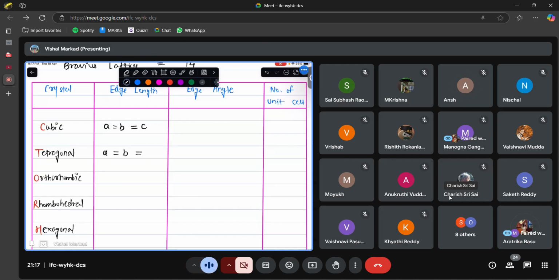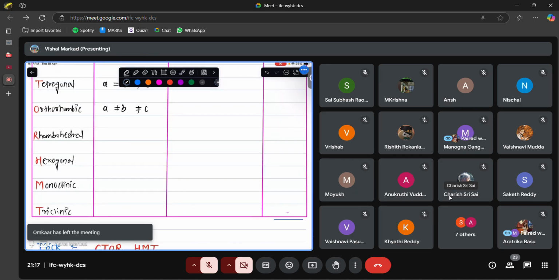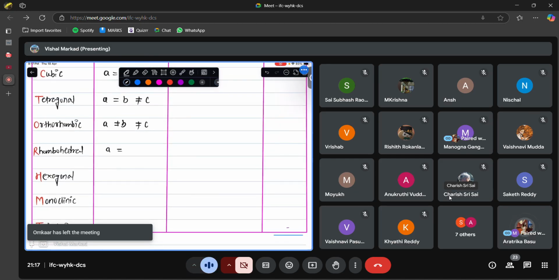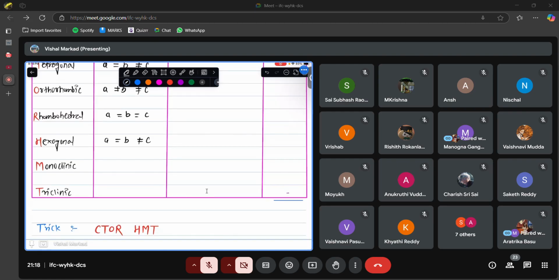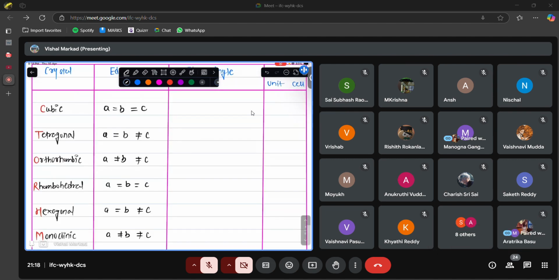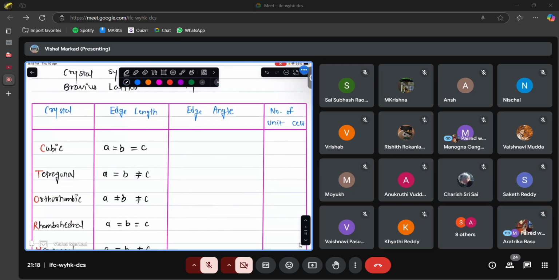Next, what you have to write down: a equal to b, not equal to c. Then next one, none of them are equal: a not equal to b not equal to c. Again the same pattern: a equal to b equal to c. Then again a equal to b not equal to c. Then next, a not equal to b not equal to c. And last, again the same, not equal to b not equal to c. How will you remember their edge angle values?